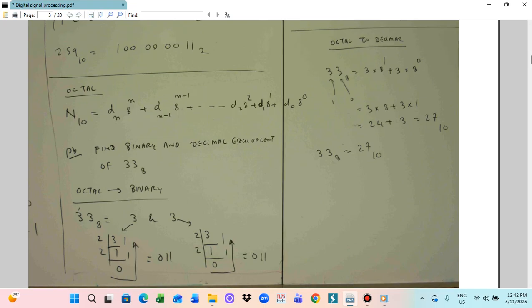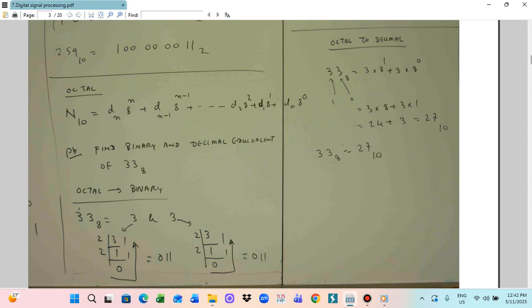For octal to decimal conversion, you have to find out the location of the 3. So the first 3 is location 0, the second 3 is location 1. Because of location 1, 3 multiply 8 power 1. And the first 3 is location 0, so 3 multiply 8 power 0. So 33 base 8 is equal to 3 multiply 8 power 1 plus 3 multiply 8 power 0. By solving this one, you call it 27 base 10. So this is for the octal to binary and octal to decimal conversion.